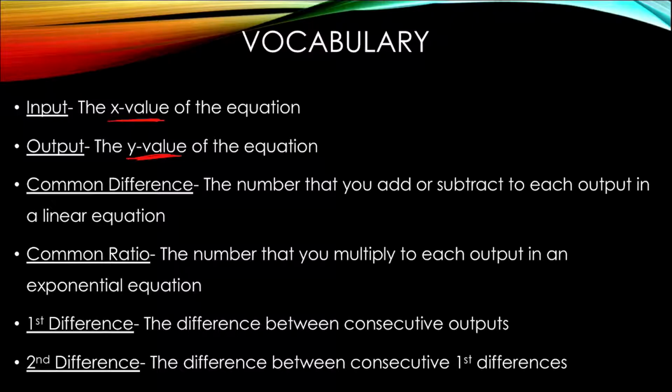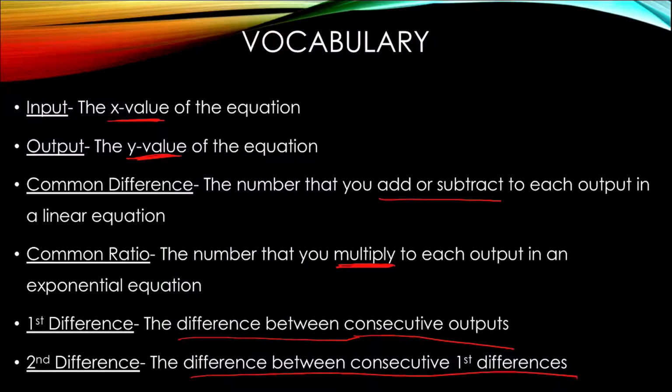A common difference is the number that you add or subtract to each output in a linear equation. The common ratio is the number that you multiply to each output in an exponential equation. The first difference is the difference between consecutive outputs. Consecutive means one right after another. The second difference is the difference between consecutive first differences.